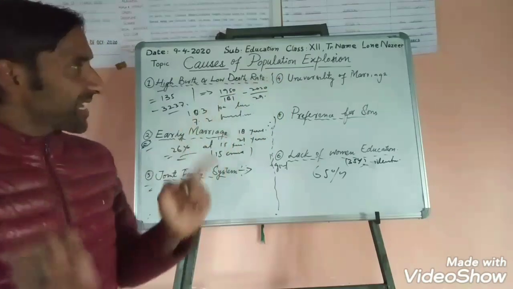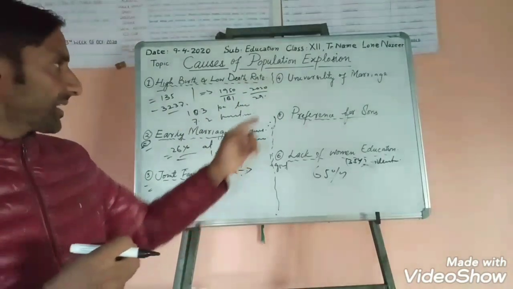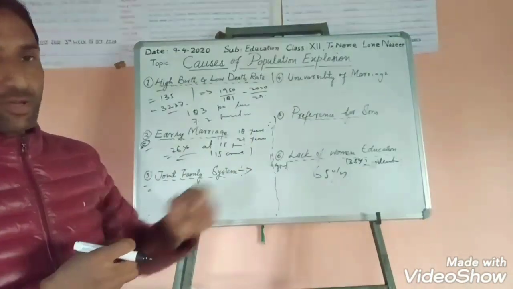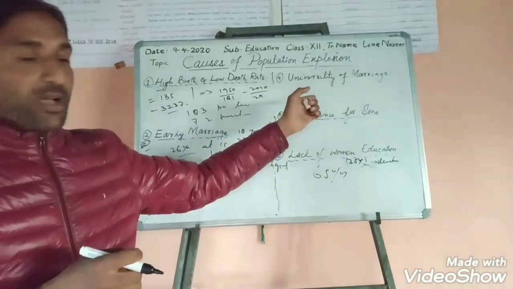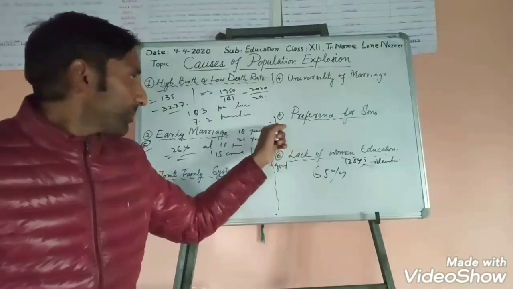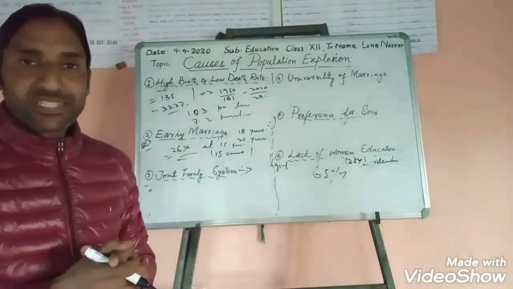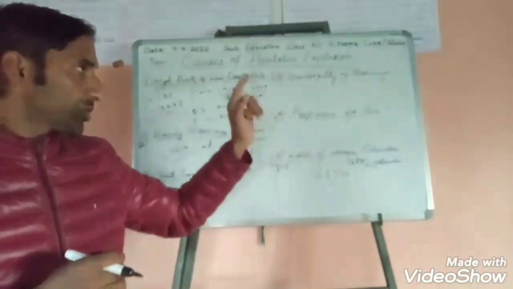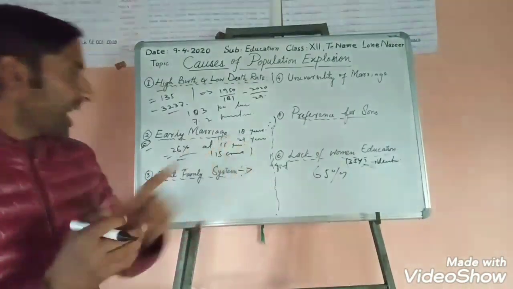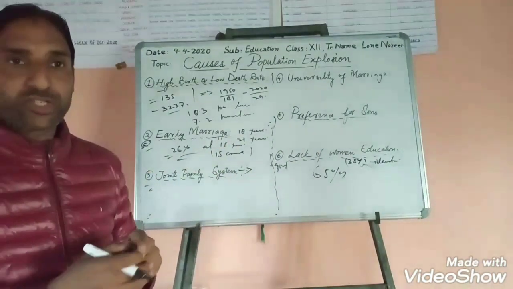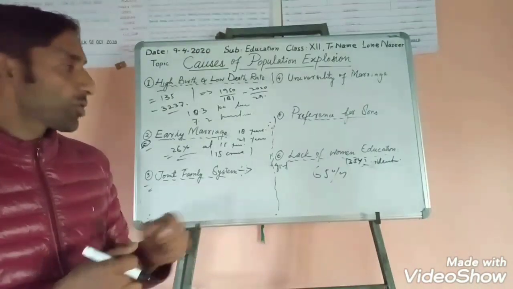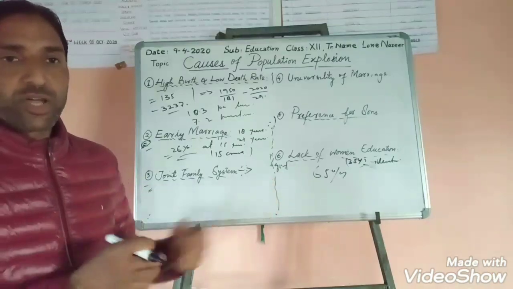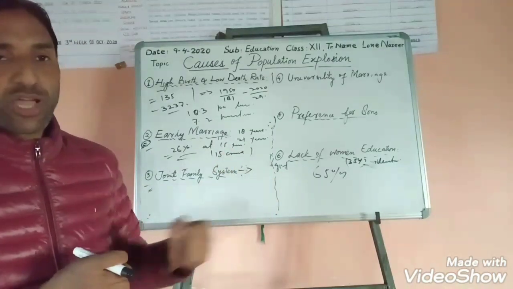चौथा जो है यूनिवर्सिटी ऑफ मैरिज कि हर किसी को शादी करनी है, और this also becomes a cause of population explosion. Fifth one is preference for sons. हर कोई चाहता है कि मुझे बेटा हो, so this also becomes a cause of population explosion. And last one is lack of women education. Due to lack of women education, we cannot communicate the population control measures, population control policies to illiterate women.